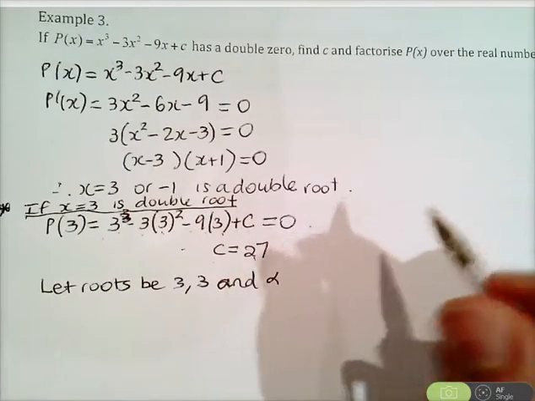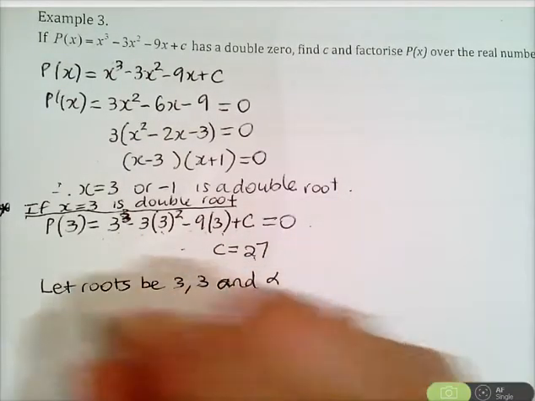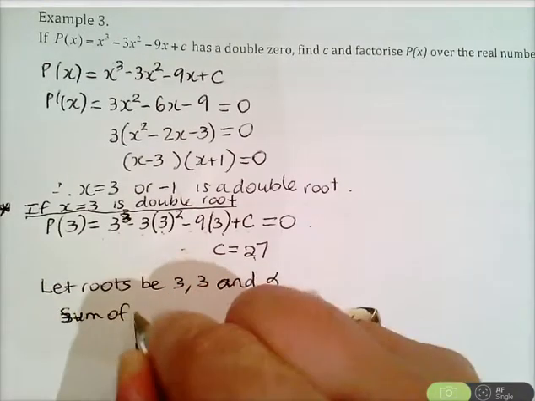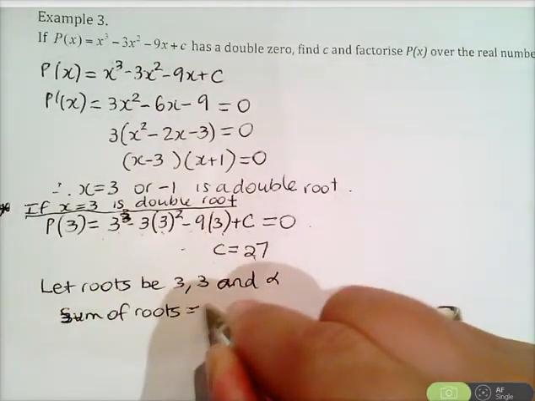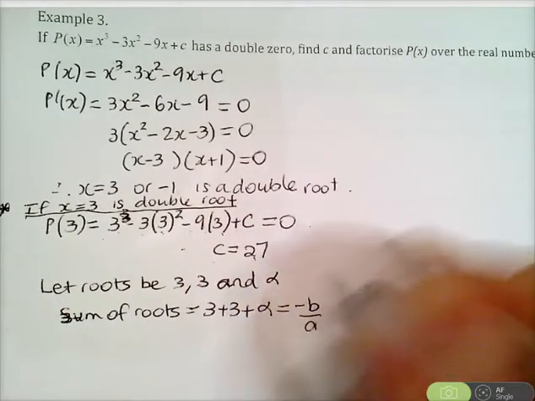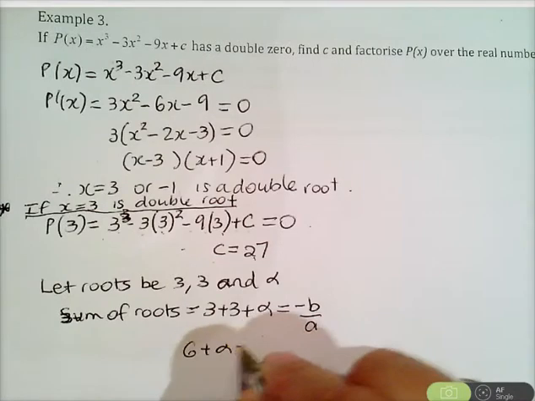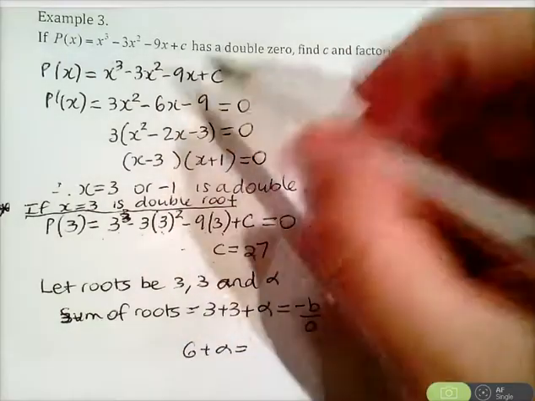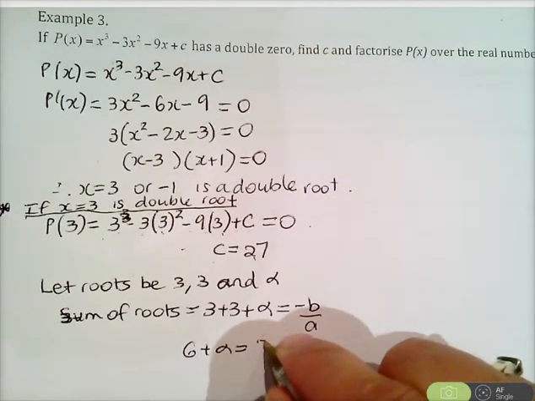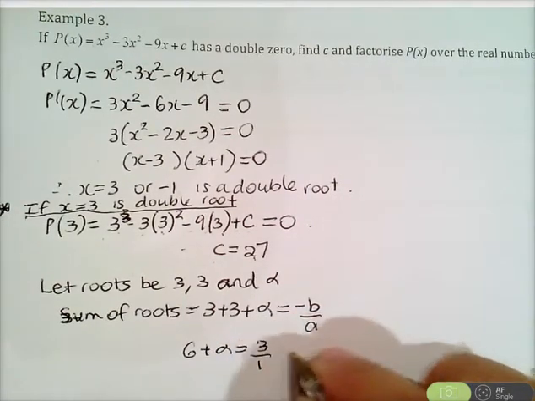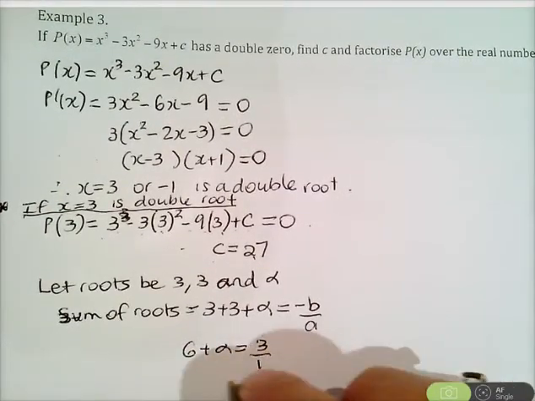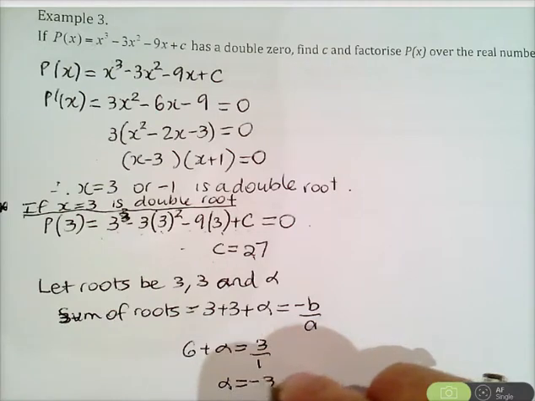Now we know that the sum of the roots equals 3 plus alpha, which is minus b on a. So we get 6 plus alpha. Now minus b is negative 3, which is positive 3 on 1. So we'd get that 6 plus alpha is 3, or we'd get that alpha is negative 3.